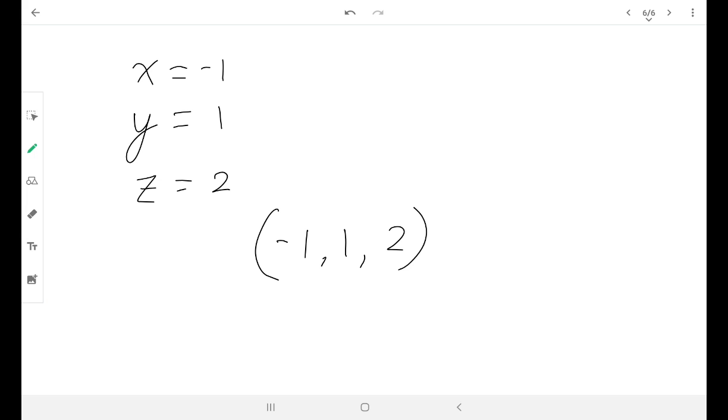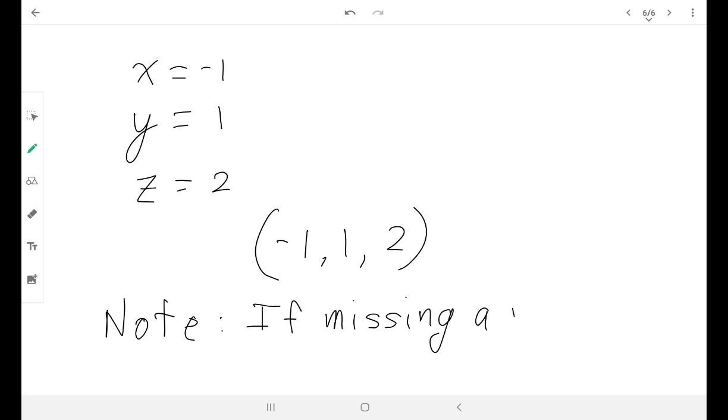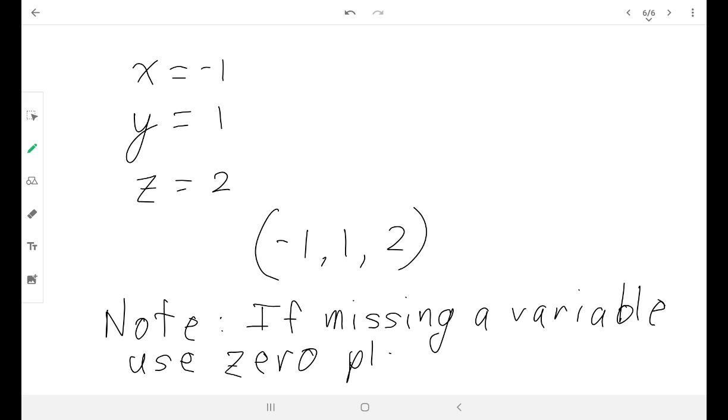One little note, if you're missing a variable, use a 0 placeholder.